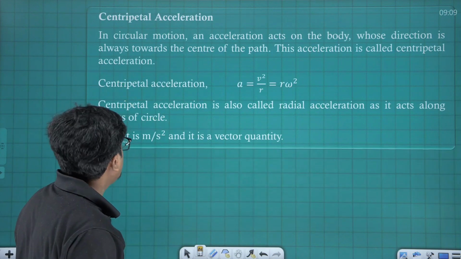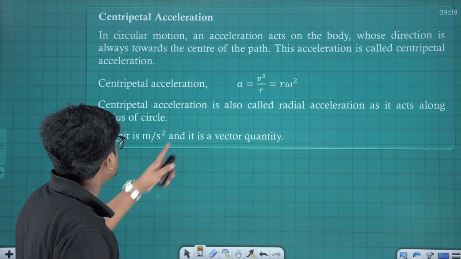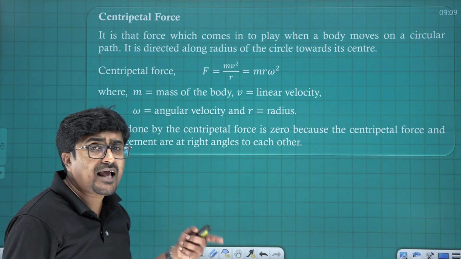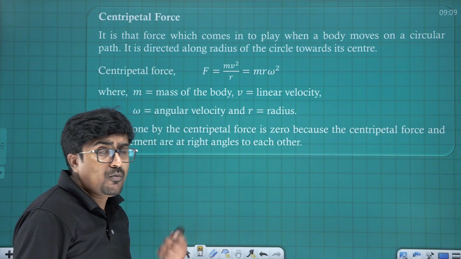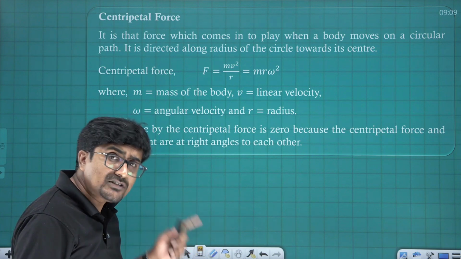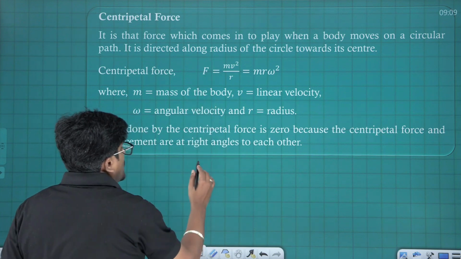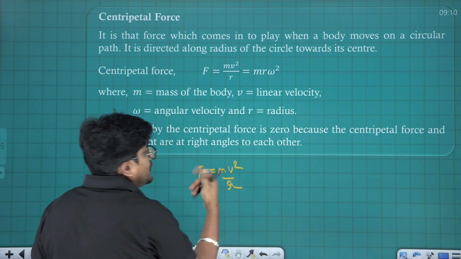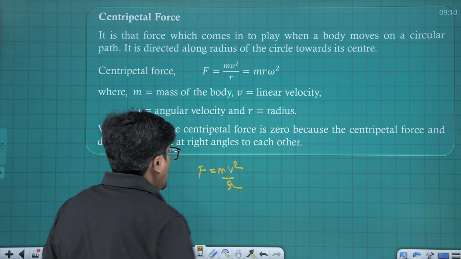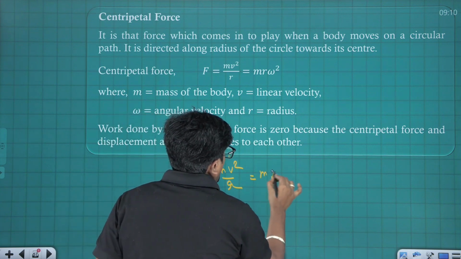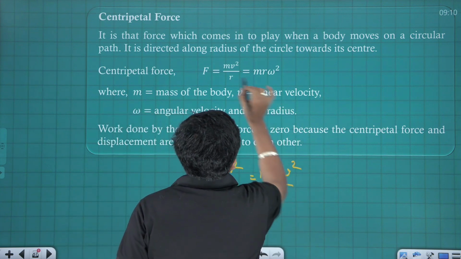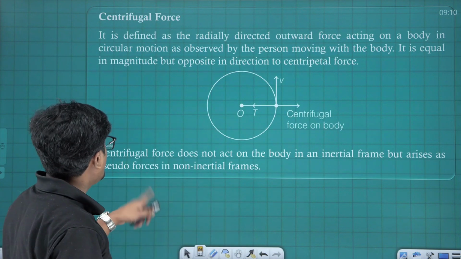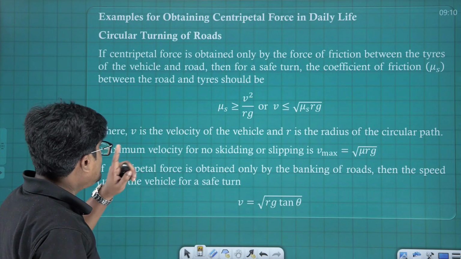All right, and the next one is centripetal acceleration. We already discussed this. Now centripetal force: if centripetal acceleration is v square by r, then mass multiplied by centripetal acceleration gives the centripetal force. You may have it as F equal to mv square by r, and if you want to replace v in terms of omega, you have m r omega square. So that is this particular relation. Next one is centripetal force. We already discussed this.